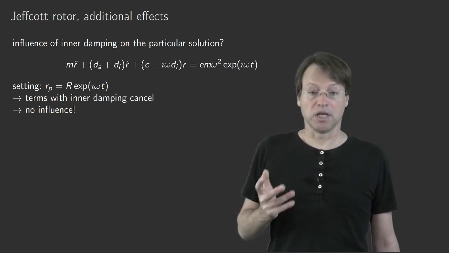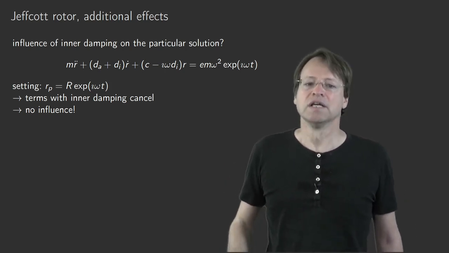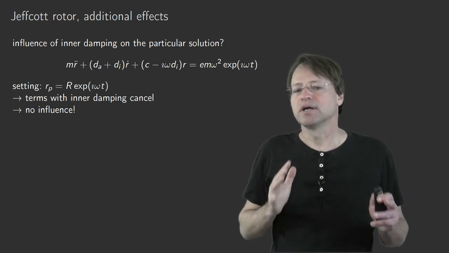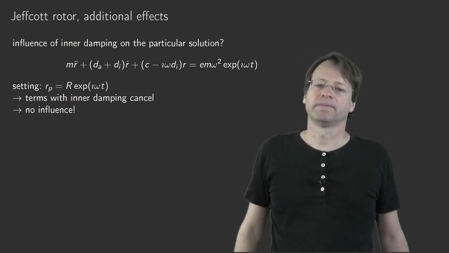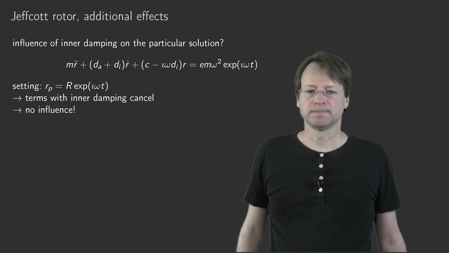That's the final result. That's the reason why we treated the homogeneous solution. There was an influence, a big influence, I would say even a tremendous influence. A large part of the supercritical range is not usable. But for the particular solution, there is no influence.